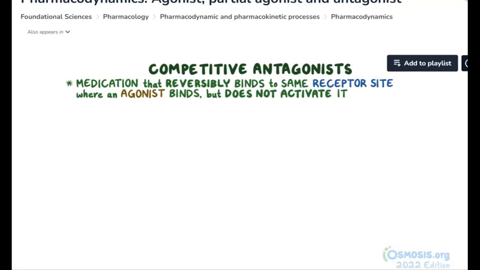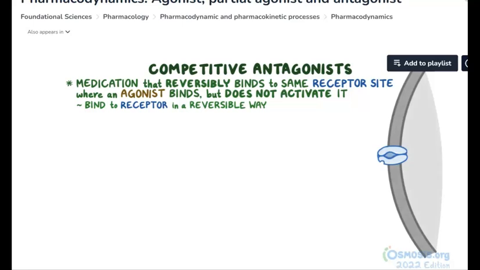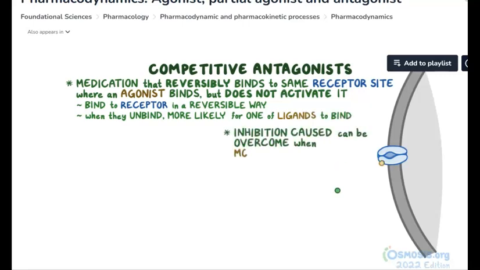Competitive antagonists usually bind to the receptor in a reversible way, meaning that they bind and dissociate from it pretty fast. So when they unbind, it's more likely for one of the ligands to bind. So the inhibition caused can be overcome when there are more ligands floating around. This is sometimes referred to as surmountability.